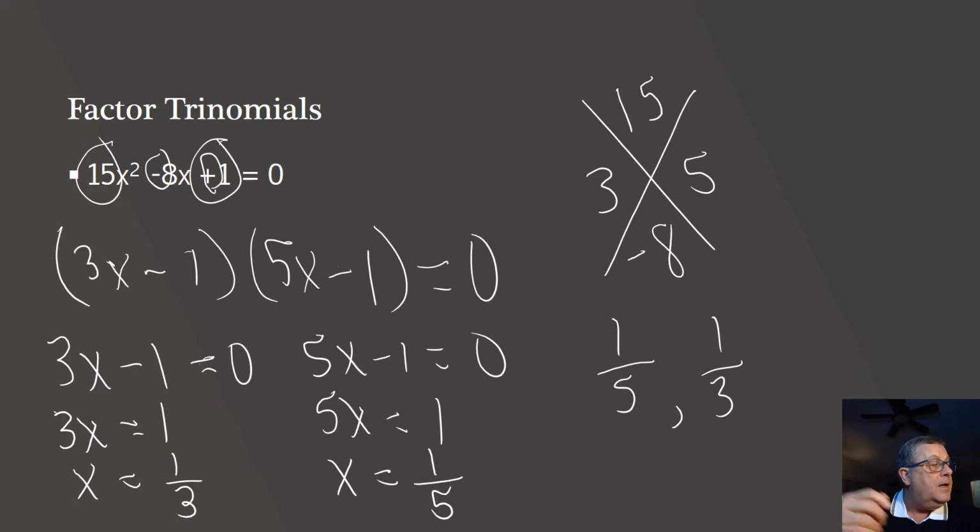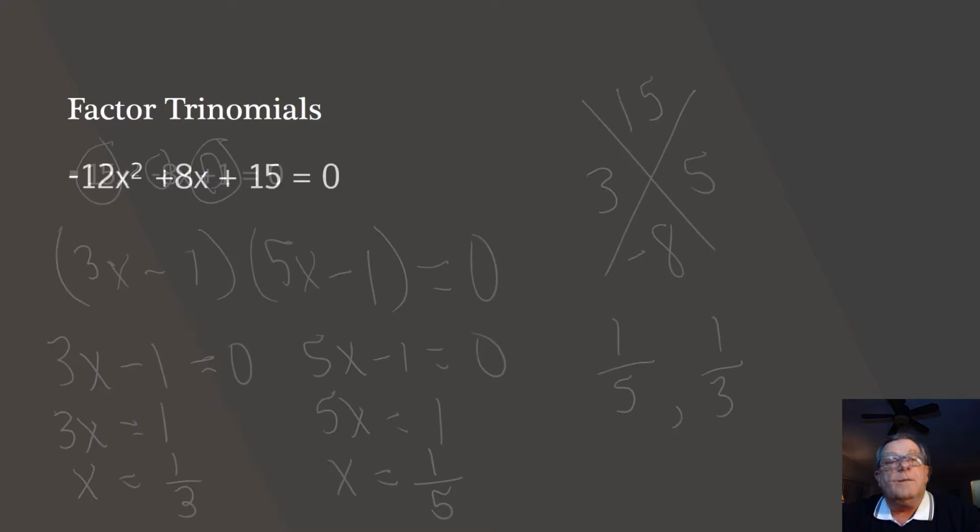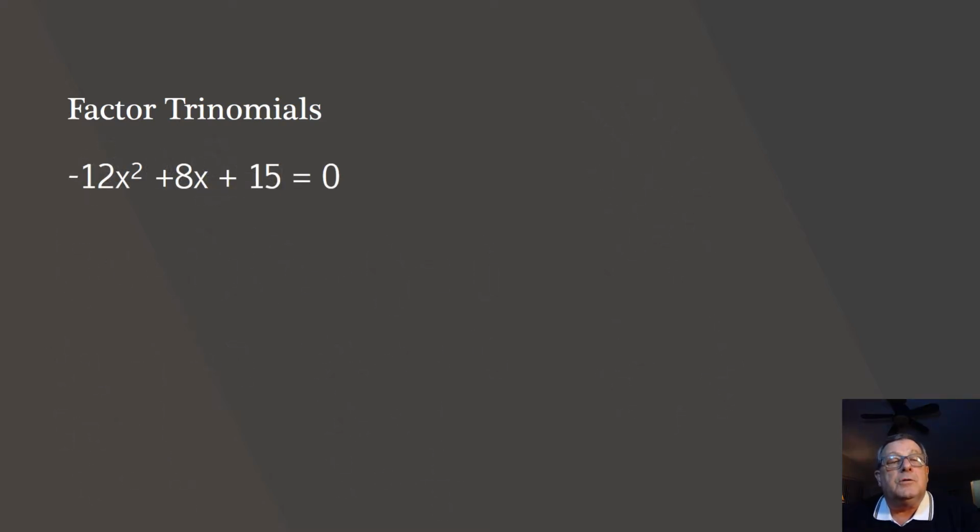Okay. All right, we got one more, and it's a little bit testier. And we got to be thinking. Sometimes you can use trial and error. But let's look at what we've got. We got negative 12x squared plus 8x plus 15. Well, negative 12 and 8, both of those are divisible by 4, but 15 is not divisible by 4, so I don't have any greatest common factor that I can take out.